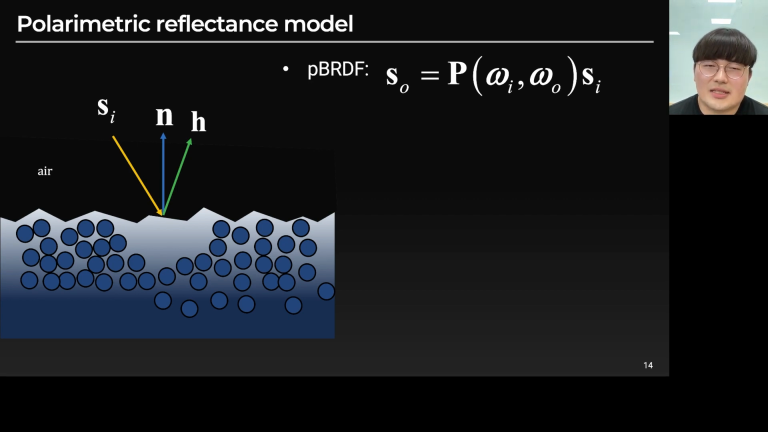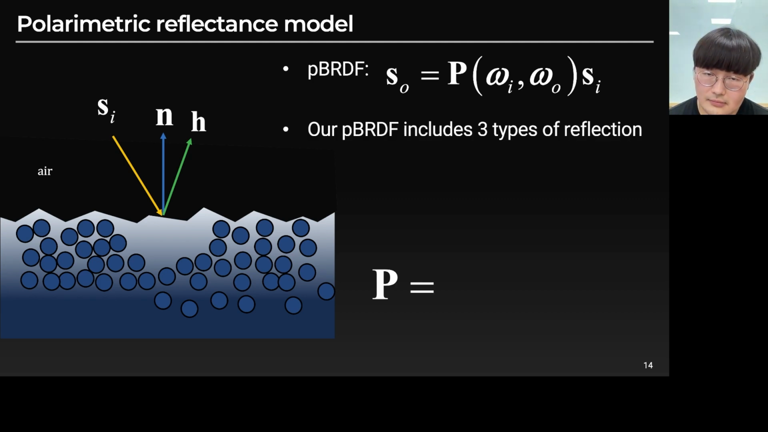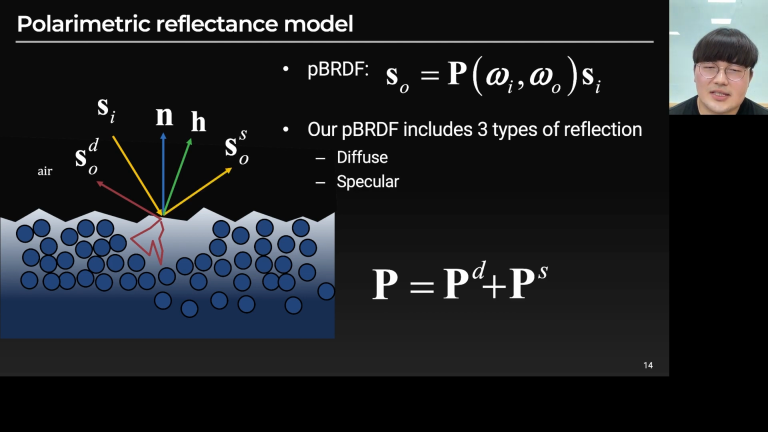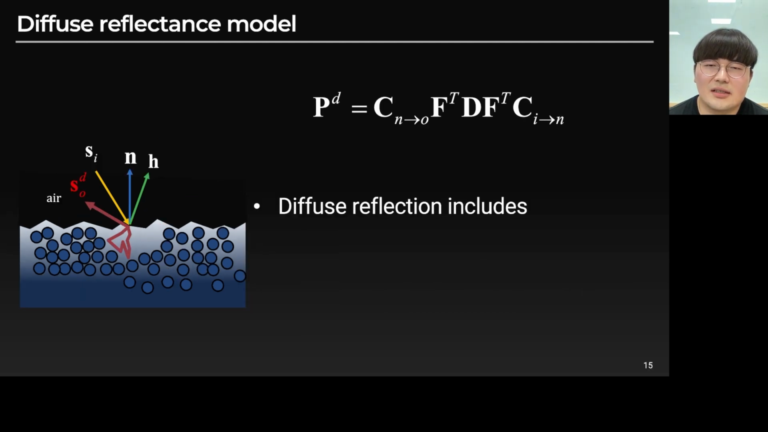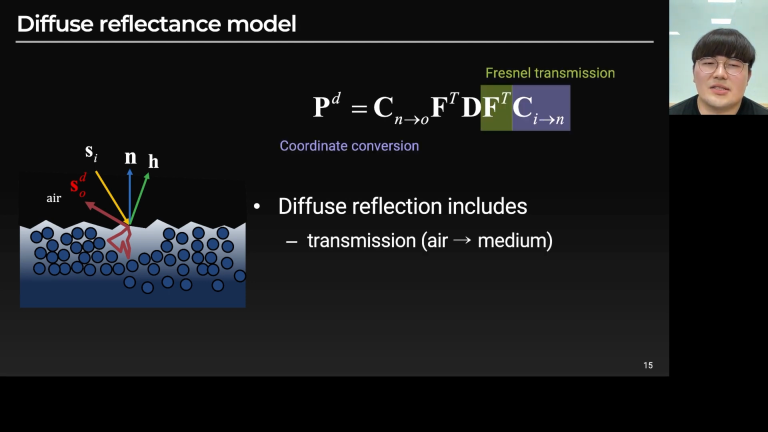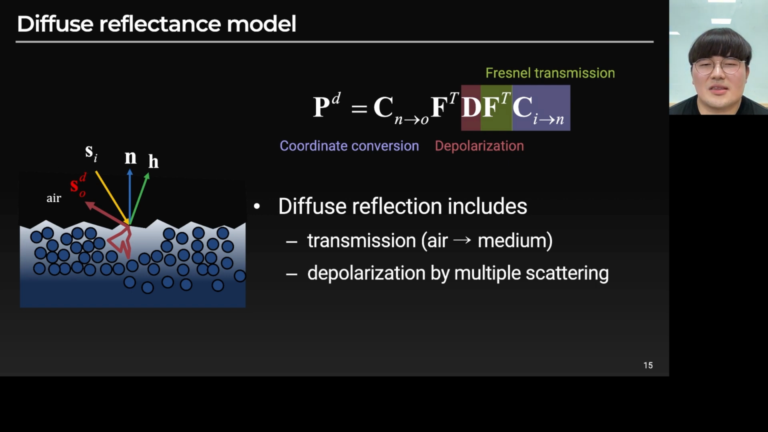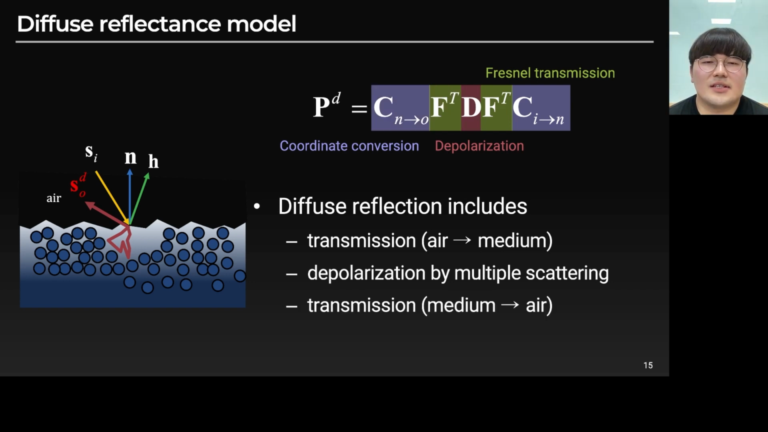Polarimetric reflection can be described as a Mueller matrix. However, all the components change depending on incident and excitant angles. Our PBRDF model consists of 3 terms: diffuse reflection, specular reflection, and single scattering. For the diffuse reflection, we account for the light transmission to the medium, multiple scattering that loses the polarization properties of the incident light, and lastly, the transmission from the medium.